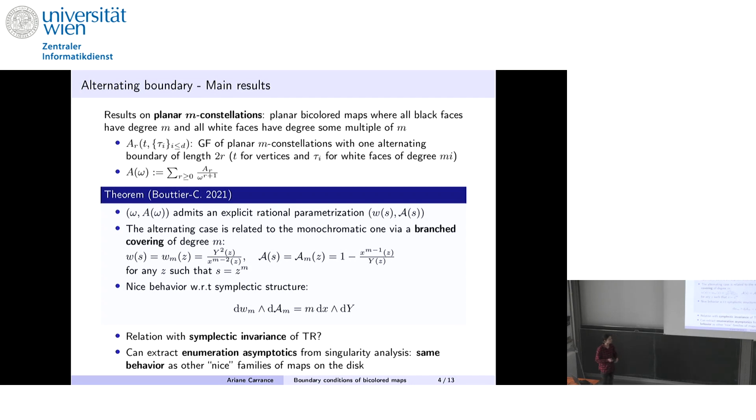And just an aside for the universal behavior part. My initial motivation to get these results was actually something much weaker, which are asymptotics for the enumeration coefficients, and you can get them from rational parametrizations through singularity analysis. And when you do that, you get really the same behavior as for any nice family of maps on the disk that you can think of.